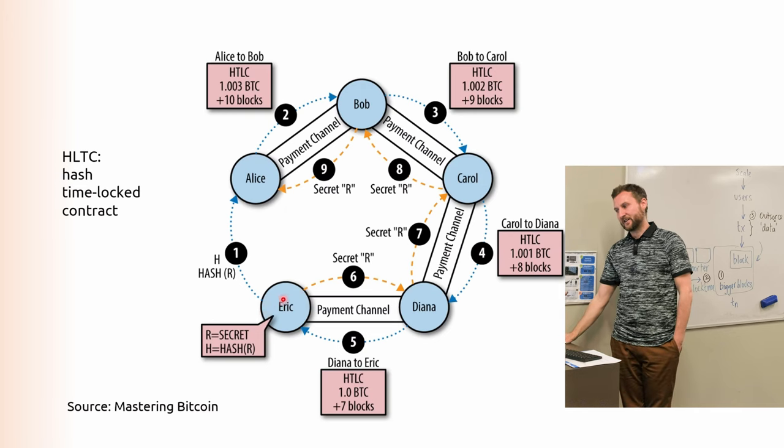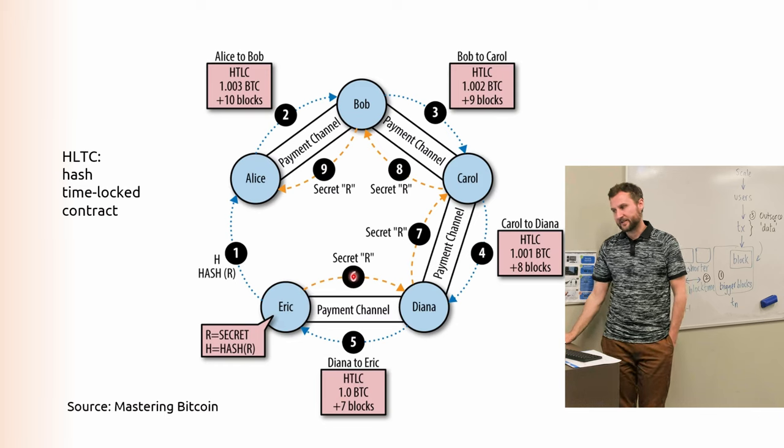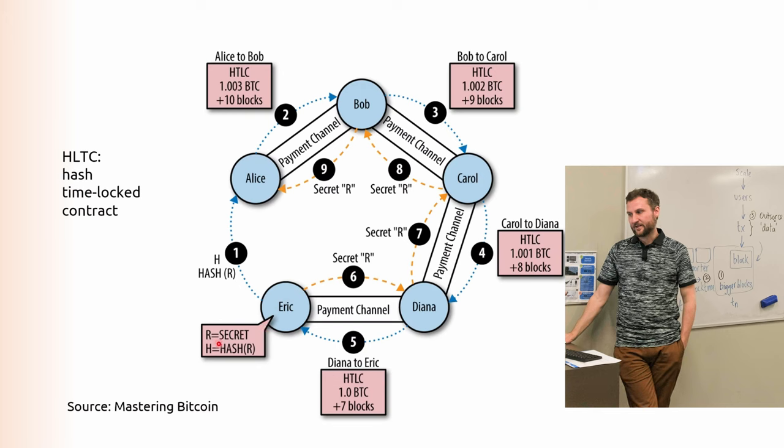Once it gets to Eric, step six, he's going to look at it and say, perfect, I got my one Bitcoin from Alice. Here is the secret, and when you hash the secret, you're going to be able to spend the funds. So he sends the secret back. Diana says, sweet, thank you. The difference between these two is 0.001.